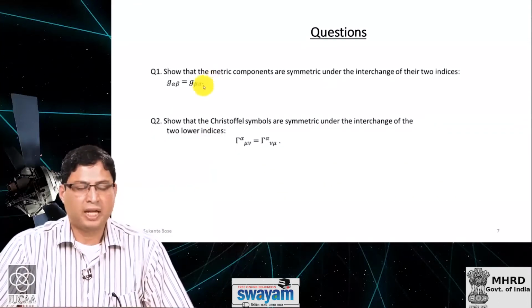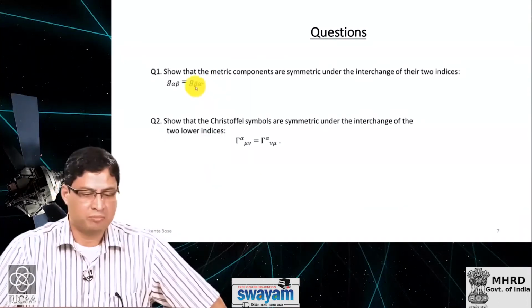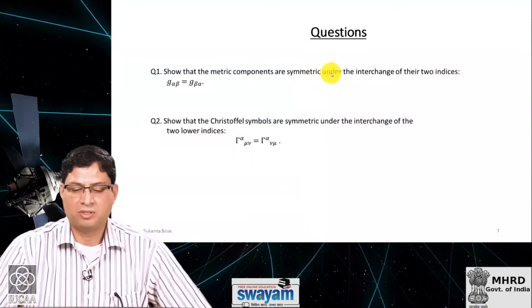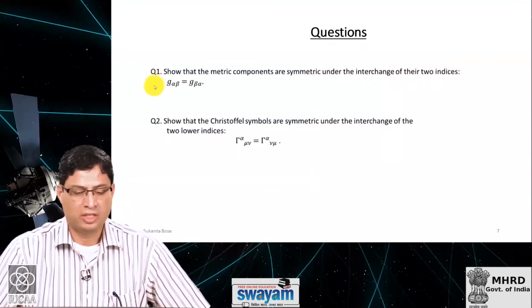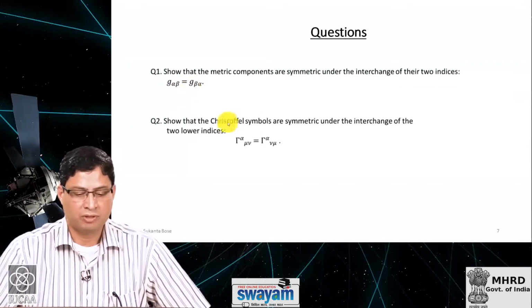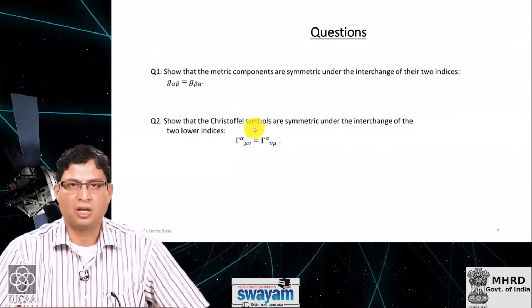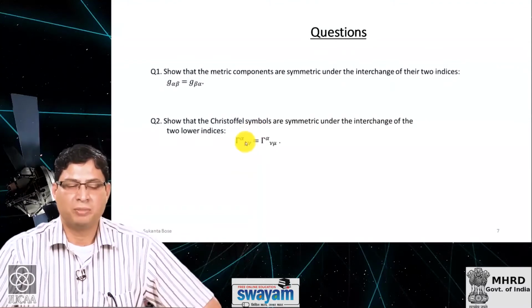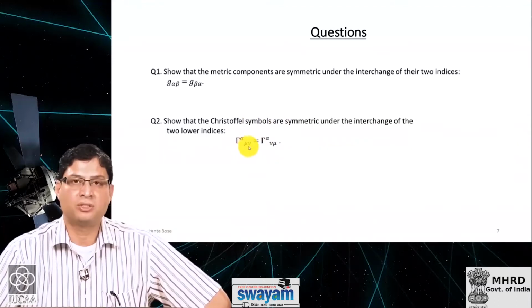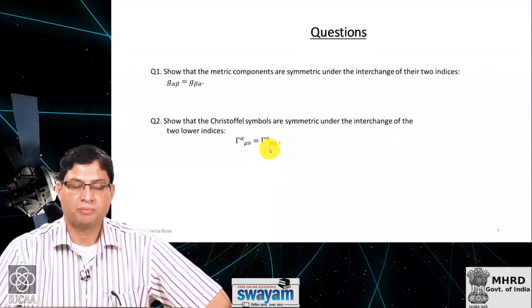So I alluded to some of these properties, but go ahead and show that the metric components are symmetric under the interchange of their 2 indices. So G alpha beta is equal to G beta alpha. Similarly for Christoffel symbols, and this is maybe easier given that we have introduced the Christoffel symbol in terms of the metric and its derivatives, that the Christoffel symbols are symmetric under the interchange of these 2 lower indices, mu and nu.